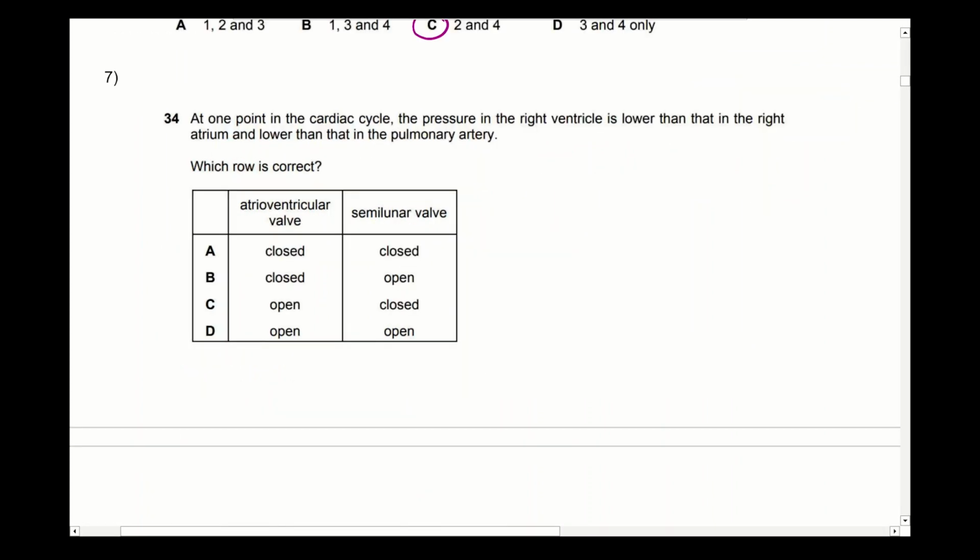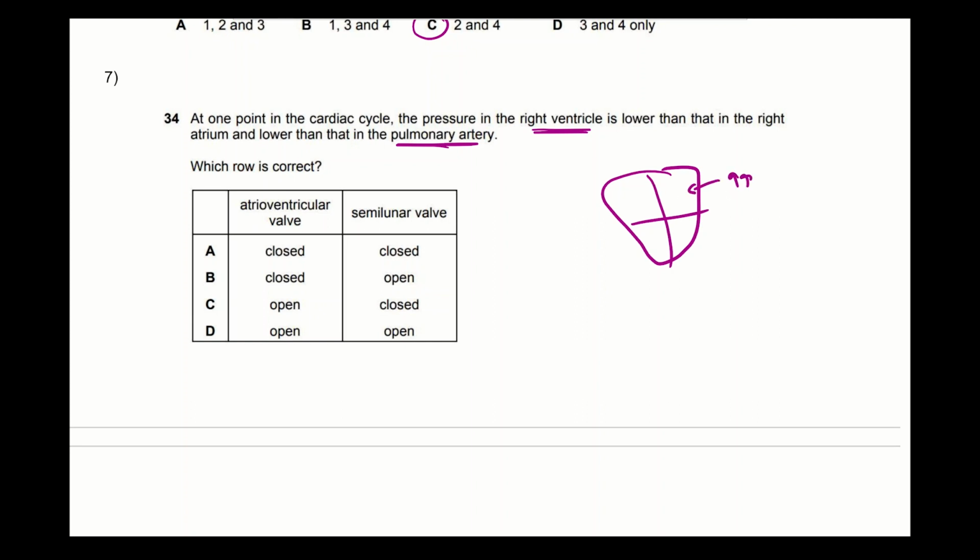Question number 34. At what point in the cardiac cycle is the pressure in the right ventricle lower than that in the right atrium and lower than that in the pulmonary artery? Which row is correct? So, if the pressure in the right ventricle is lower than the right atrium, this means that right now we're in atrial systole. The atrium is contracting, therefore the pressure in the atrium is higher.